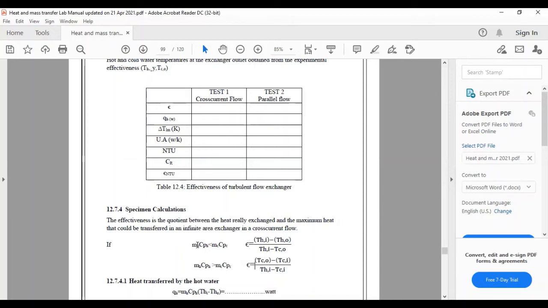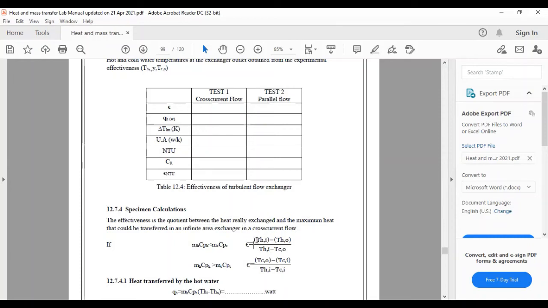So for the formula of effectiveness, there are 2 options. We will multiply the mass flow rate of hot water with its CPH value. Both are given. If its value is less than the product of MC into CPC, meaning the cold water value, then we will use this above formula. And if the value of MH into CPH is greater than MC into CPC, then we will use this other formula.